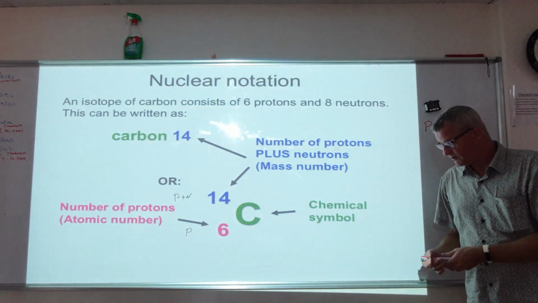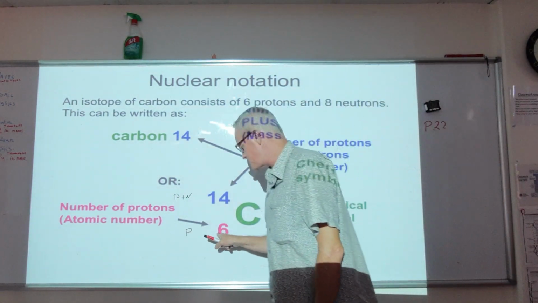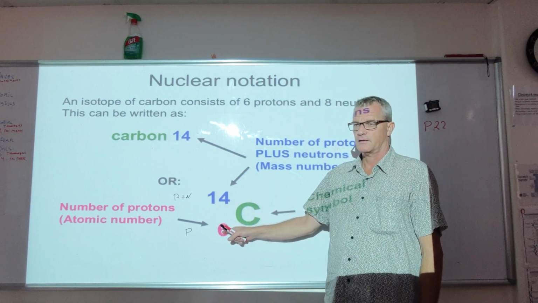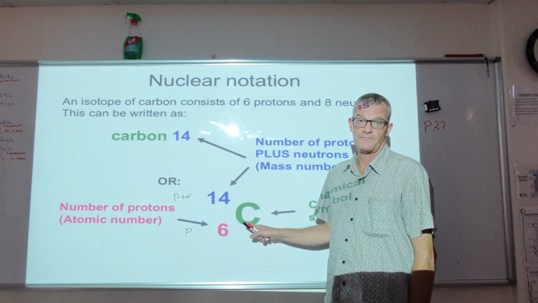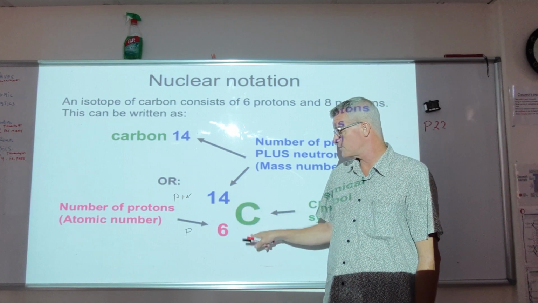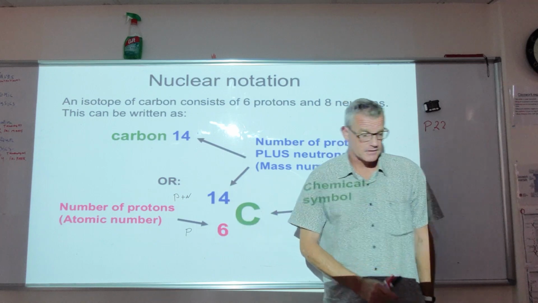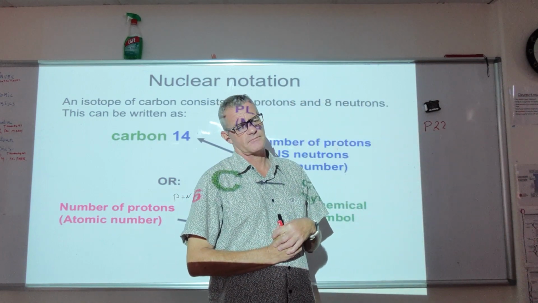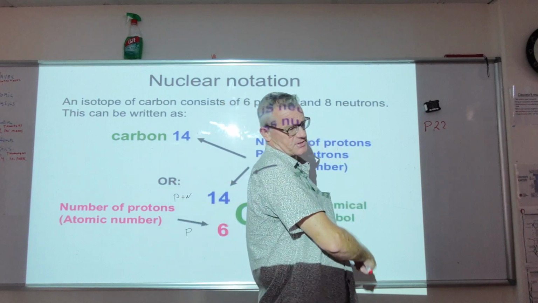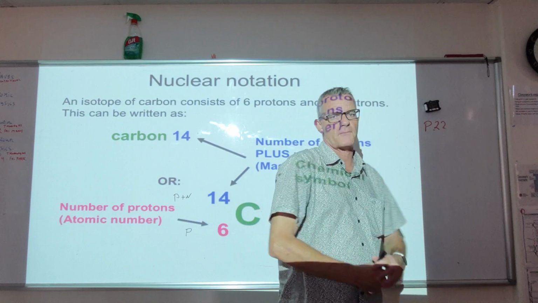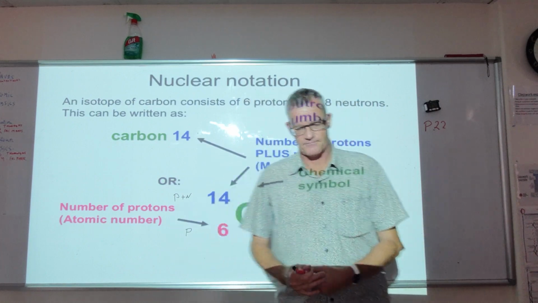Now, take into account that when this number is going to change, the element is going to change. Yeah? If we go from 6 to 7, we go from carbon to nitrogen. So, when the proton number changes, everything changes. It's a different element, different chemical properties, etc.